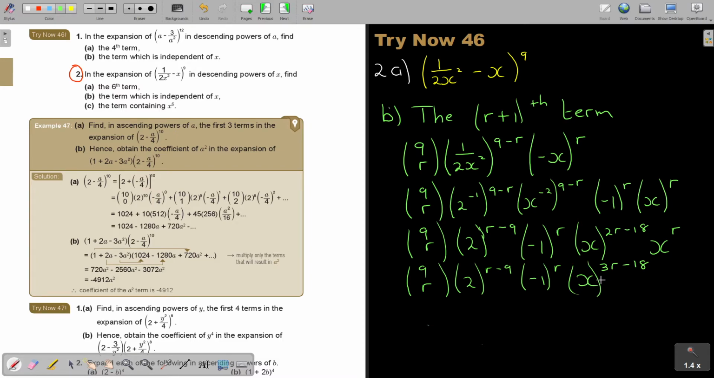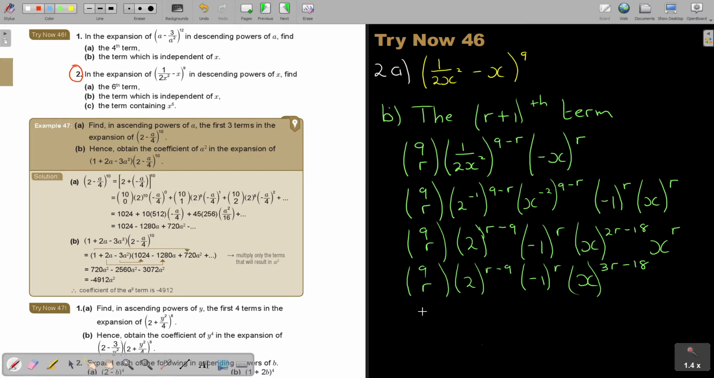Okay. So if I want the independent term, that means this must be x to the power of 0. So then, therefore, let me put this step in. I didn't put it in. Let me put it in. Sorry, I just want to write it better.